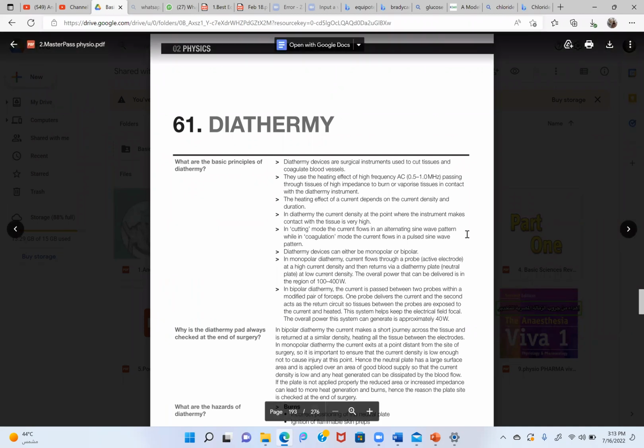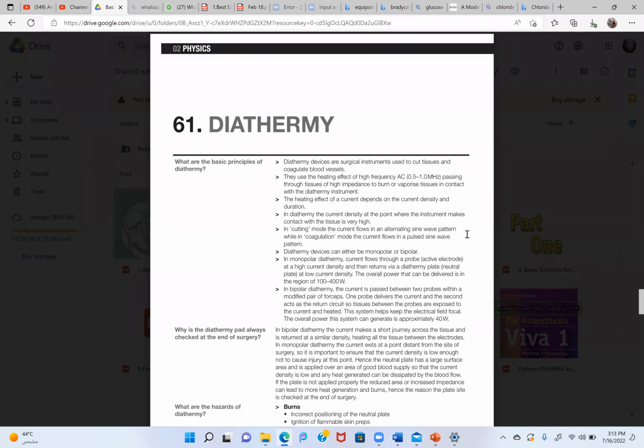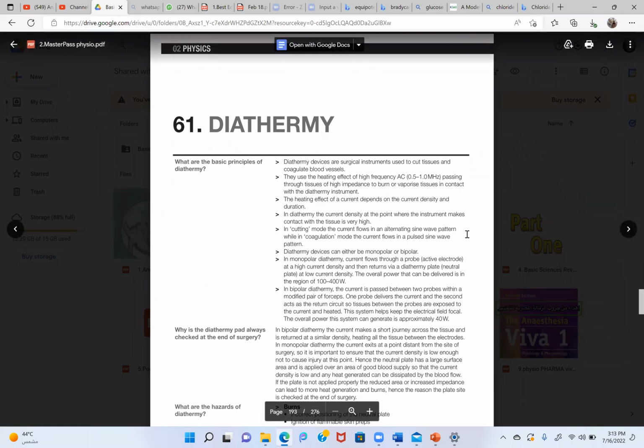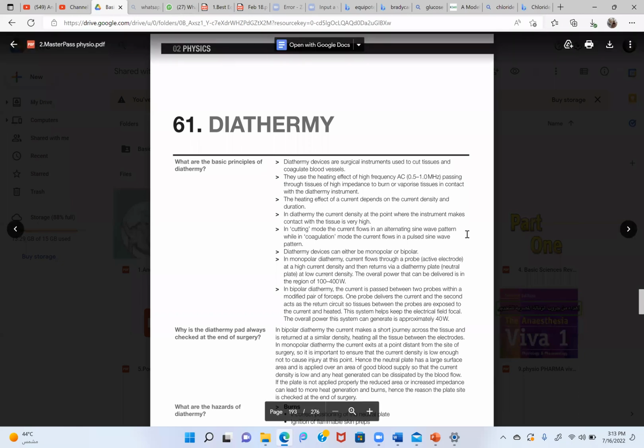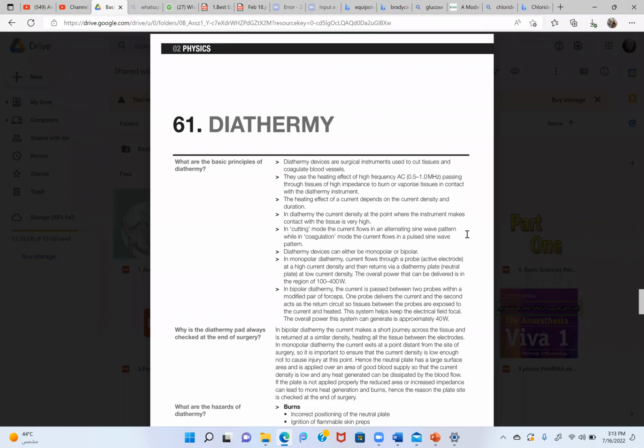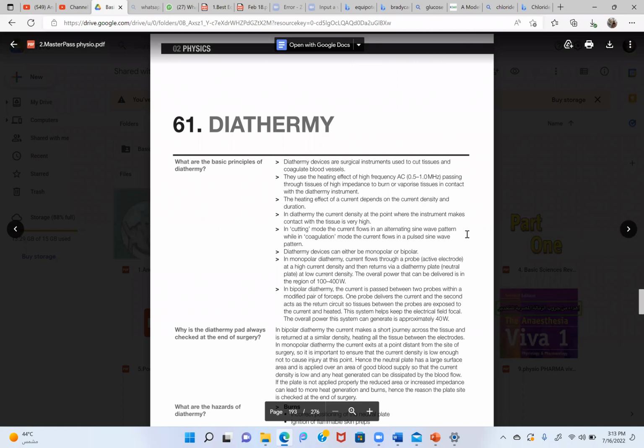You see, it is a high frequency alternating current. Okay. And this is causing heat, and either it is cutting or coagulation. In cutting mode, the current flows in alternating sine wave pattern, and in coagulation mode, current flows in pulse sine wave pattern. These are MCQs. They ask this thing in the MCQ. Okay. One is monopolar and one is bipolar.